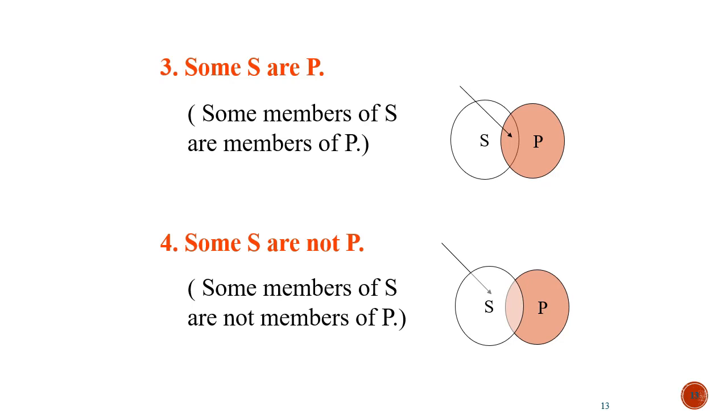For number three, some members of S are members of P, so the intersection of S and P. For number four, some S are not P, so some members of S are not members of P. So those members of S which are not members of P. So look at the difference, analyze it.